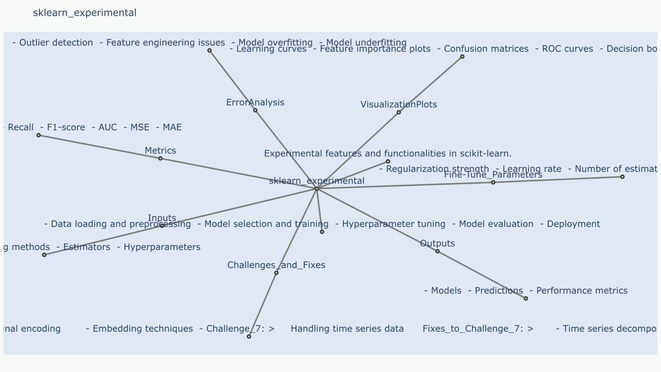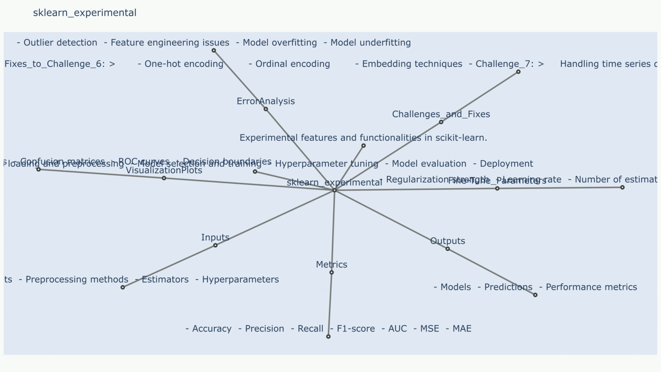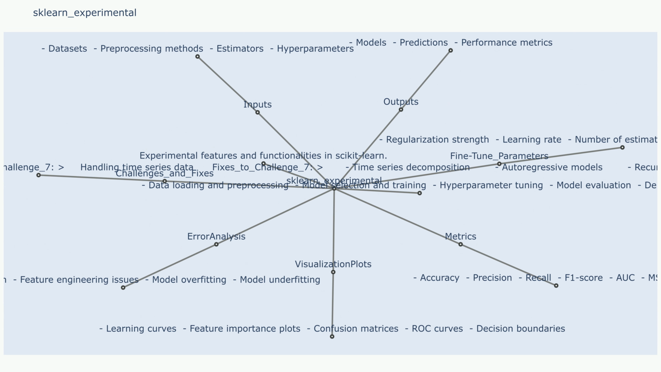The steps involved in using experimental features vary based on the specific feature. For example, to use sklearn experimental enable iterative imputer, you would first import the module, enable the feature, and then use the desired imputation method from sklearn impute. Step 2. Explain in detail.